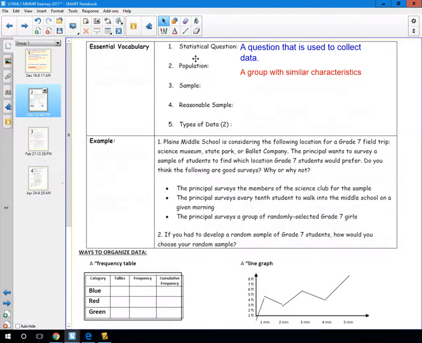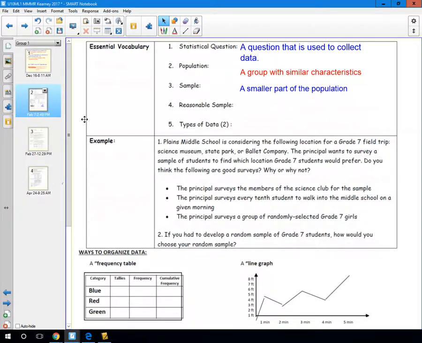Now, sample. Sometimes we don't have time to go around and ask everyone in the population. I may not have time to go around and ask every single 7th grader how many siblings they have. So I might decide to just take a sample from that population. The sample is a smaller part of the population. It's just a piece of the population, a part of the whole. So population is my whole 7th grade, and sample is the small group of people that I asked from that population.